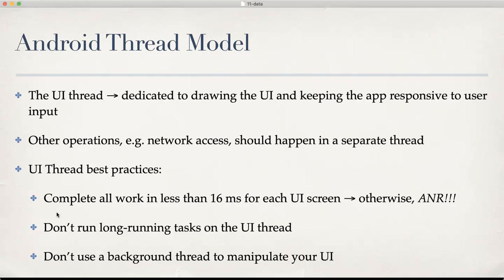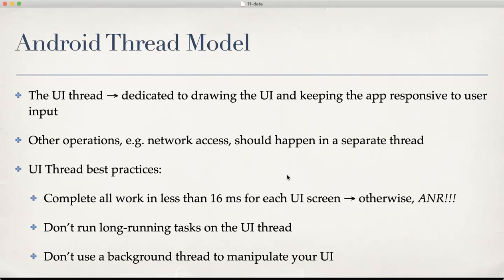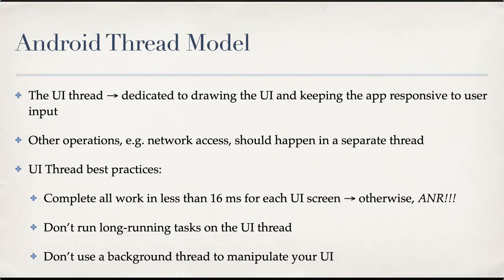Okay. So again, what that basically means is don't run long-running tasks on the UI thread. That includes network access, database access, things like that. And don't have any background thread manipulate your UI. Don't cleverly pass on widget references to one of the background threads and update it from there. So both of these are a clear no-no, right?